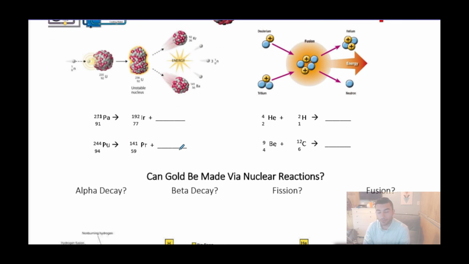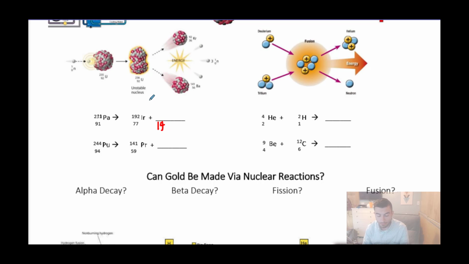And here are a couple of other example problems that we can look at. These are not alpha or beta decay, but these are fission and fusion reactions. So here I have palladium-231, and I see that iridium-192 is one of the isotopes that's formed. If we follow the same rules here, if I'm missing one thing, and there's 77 protons there, and I'm starting with 91 protons, then if we do a quick subtraction, we can do 91 minus 77, get 14.